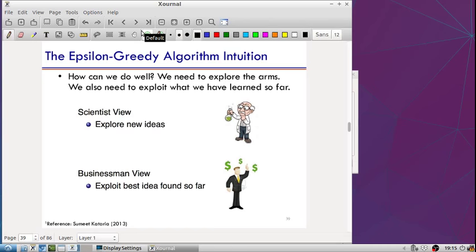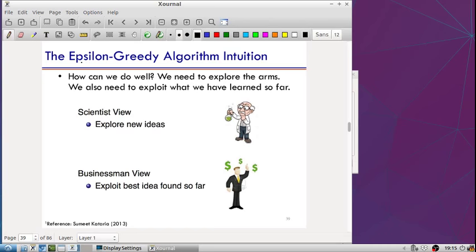If you knew the mean rewards, mu1, mu2, mu3, muk, or mu1, mu2, mu3 in this example, then you would pick the one with the highest mu value. Mu is the true mean reward, which is a function of the arm distribution, right? Because you don't know that, you need to explore, as in you need to try different arms to get a better estimate of these reward values.